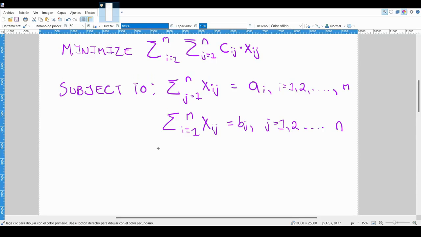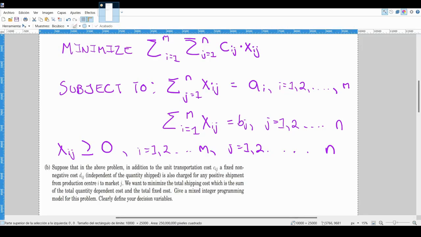And because we cannot deal with negative values being shipped, we're going to say that xij is greater than or equal to 0 for I from 1, 2, all the way up to M, and j equals 1, 2, all the way up to N. So we are done with part A. So now we have our linear programming problem.